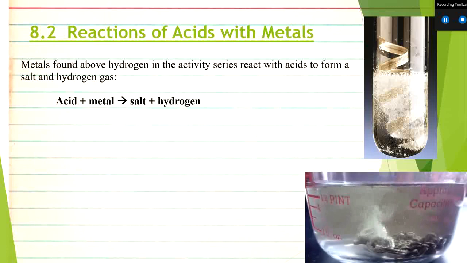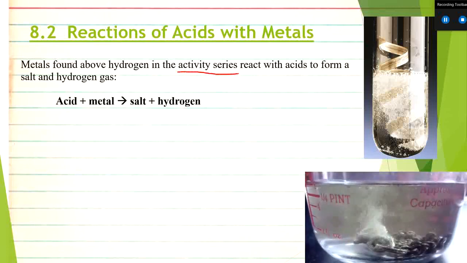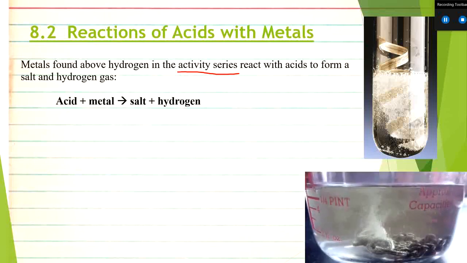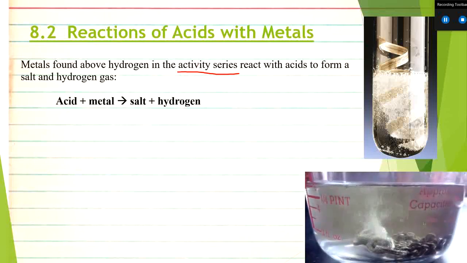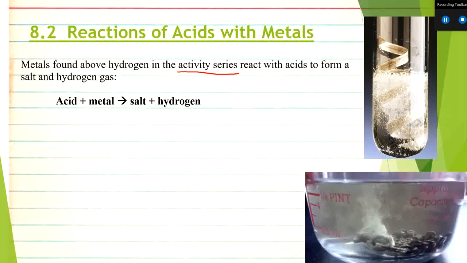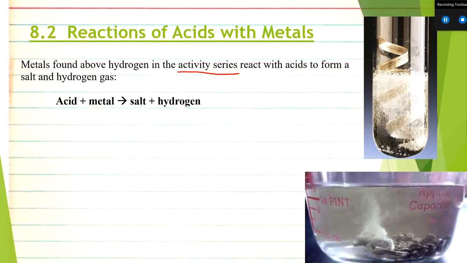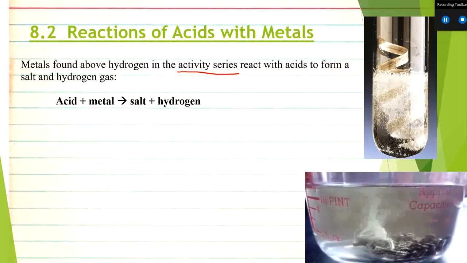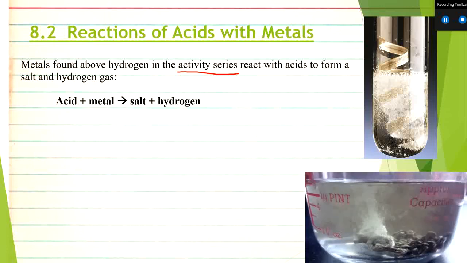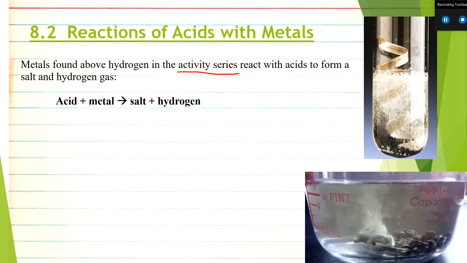Okay, so I'm referencing something here called the activity series, which is in your data book. We're going to go back to that more in the next chapter on electrochemistry. So take a look at it if you want, but we're not going to really study that in depth for a little bit. But for reactions with metals, metals found above hydrogen in the activity series will react with acids to form a salt and hydrogen gas.